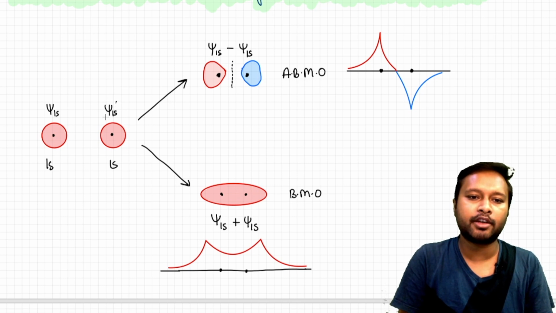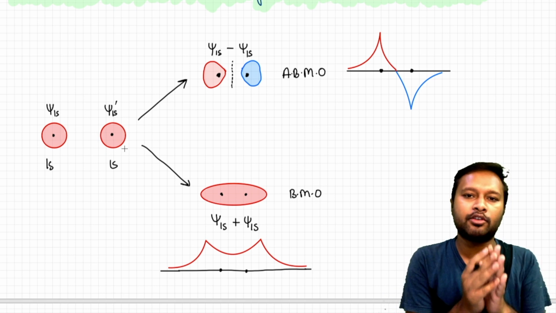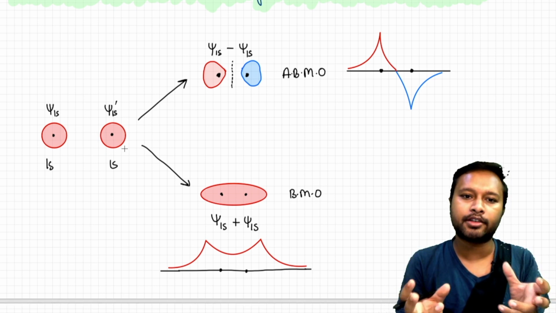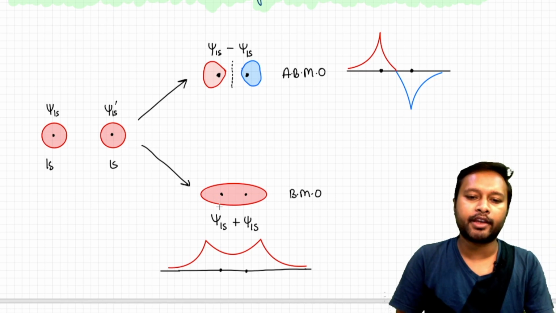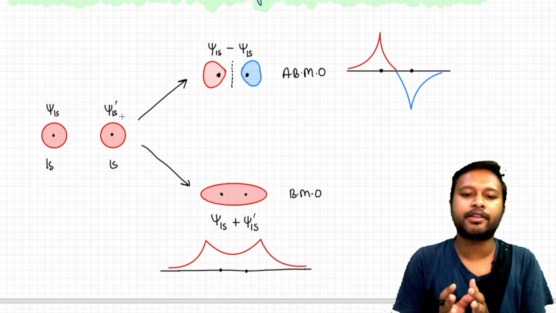So this is psi1s and this is psi1s dash. Now these are the two wave functions of two atoms having 1s orbital. When they combine, they can combine as psi1s plus psi dash 1s. That means both of them have combined constructively over here.